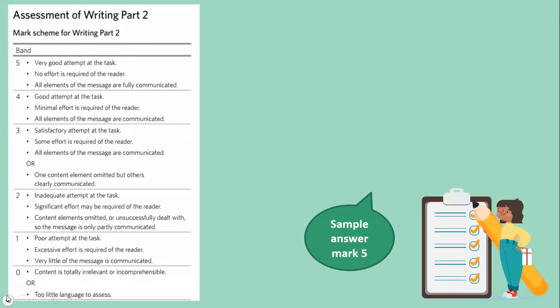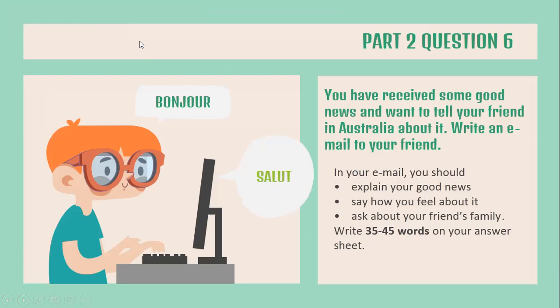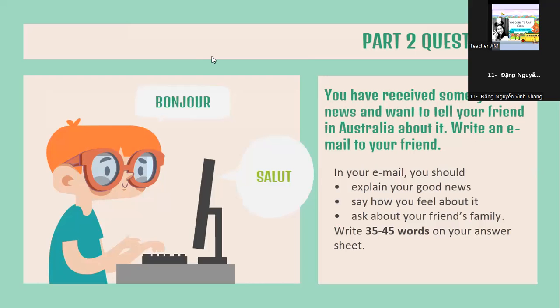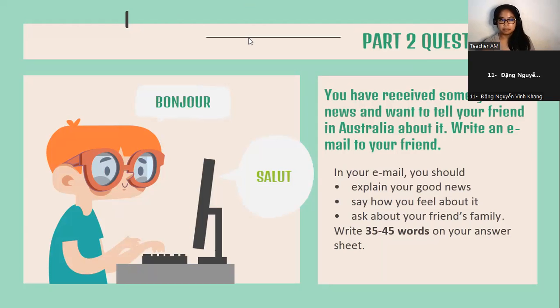Okay, so this time, let me go back to the slide. Here in part 2, this is question number 6. So you are in a situation that you have received some good news and want to tell your friend in Australia about it. So you're going to write an email to your friend. In your email, you should explain what is the good news and you say how you feel about it. Then lastly, you need to ask about your friend's family in Australia. Okay, you can write 35 to 45 words on your answer sheet. You can write that one in Zoom, then send it to me. I'll give you the time to write your email, Vin. And if you're done, just tell me.